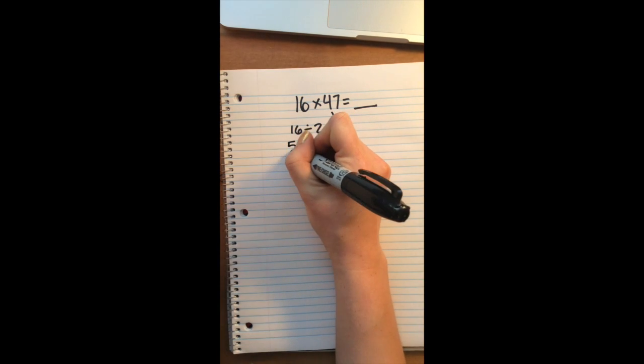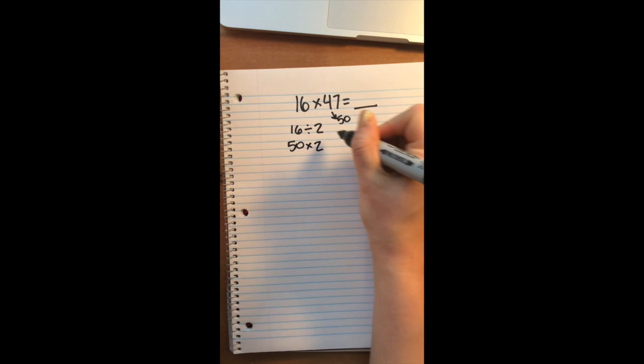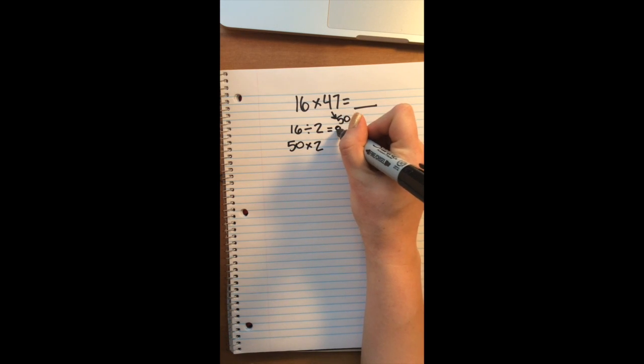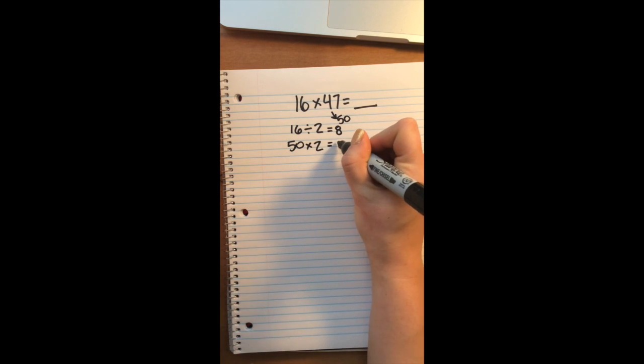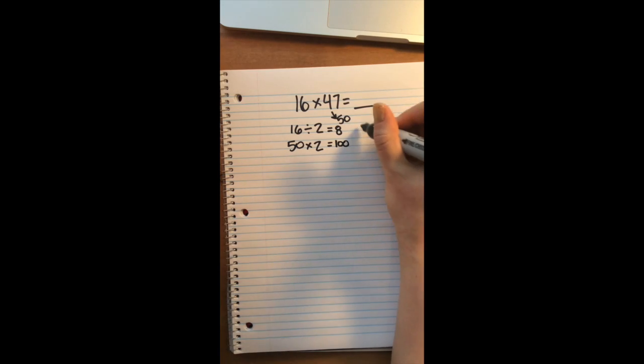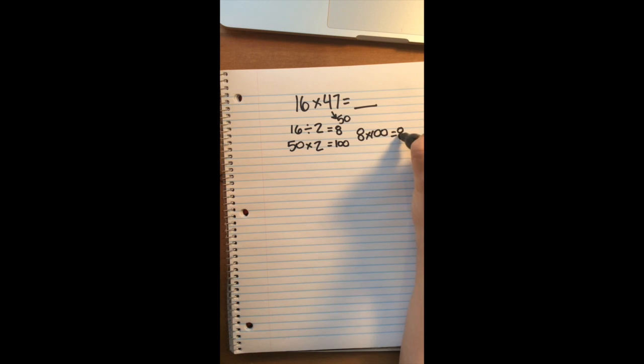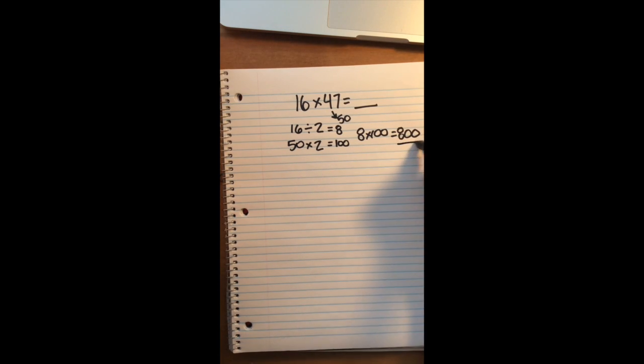So we're going to go 50 multiplied by 2. So 16 divided by 2 is 8. 50 multiplied by 2 is 100. So here we have 8 times 100 equals 800. So that's approximately our estimation.